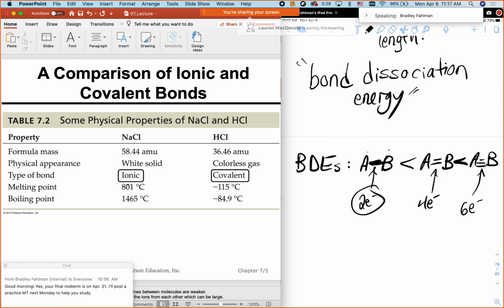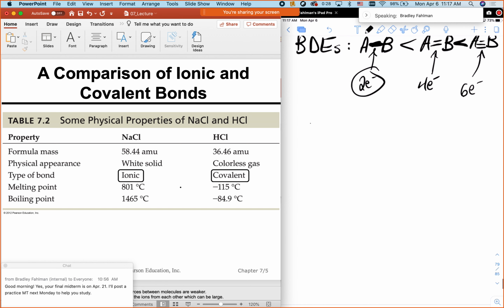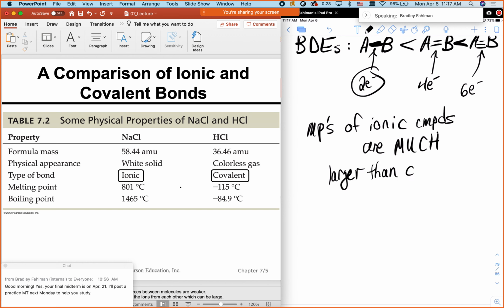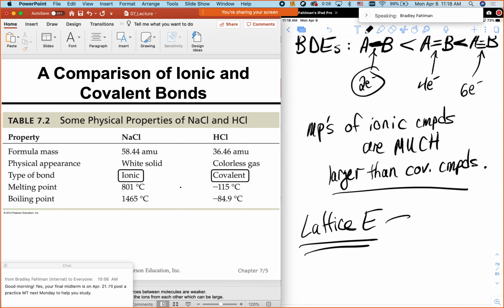Look at the difference here: sodium chloride has a melting point of 800 degrees. HCl is below 0 degrees because it's a gas, at minus 115. The melting points of ionic compounds are much larger than those of covalent compounds. We're going to talk about that in the next chapter when we get into energies, like what's involved in forming and breaking apart ionic compounds. For ionic compounds there's something called the lattice energy, which is how much energy it takes to break apart an ionic compound.